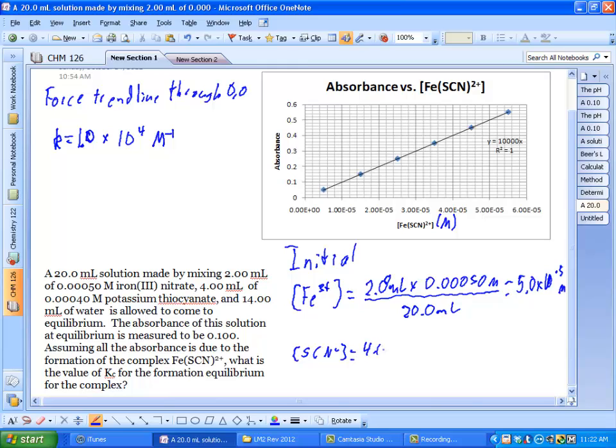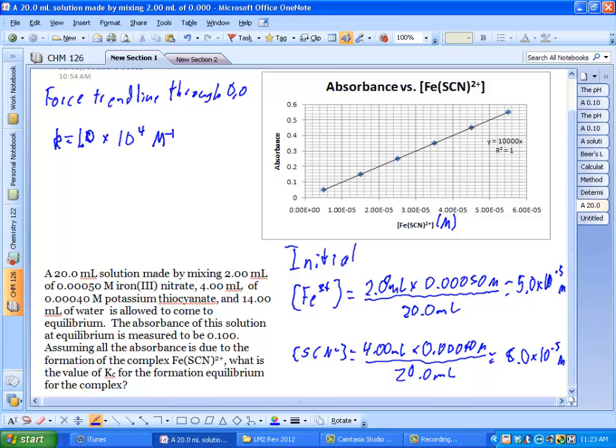In this case, we took 4 milliliters of 0.0004 molar, and we diluted that to 20 milliliters. So that's going to give us 8 times 10 to the negative 5th molar. Okay, now again, we're going to use 2 sig figs because the molarity of the solution is to 2 sig figs. So it's going to be 8.0 times 10 to the negative 5th molar.